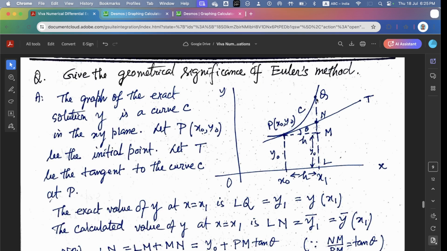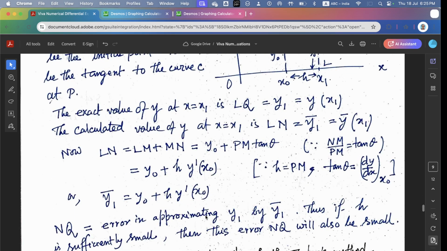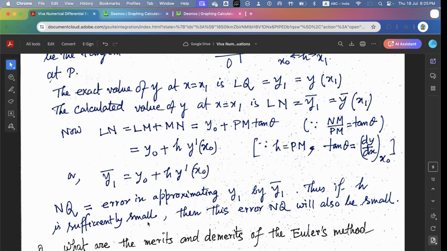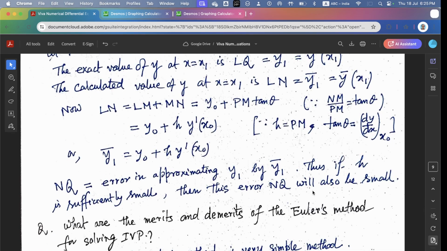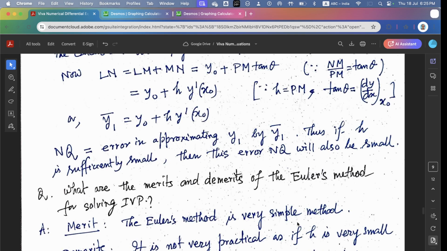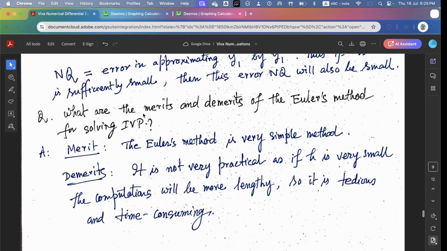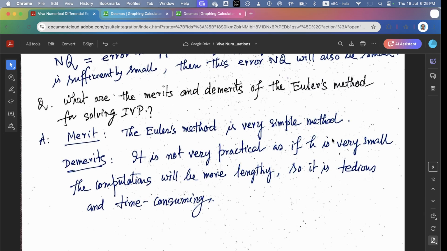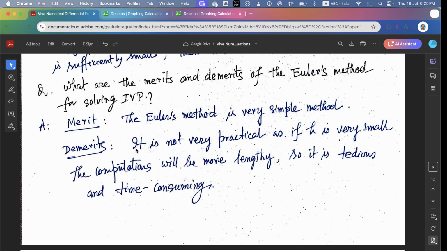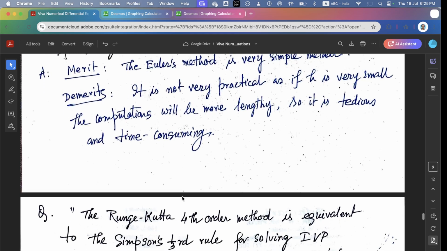And NQ, this distance NQ, is the error in approximating y1 by y1 bar. Thus, if h is sufficiently small, then this error in Q will also be small. Next question: what are the merits and demerits of Euler's method for solving initial value problems? Actually, Euler's method is a very simple method, so this is the merit. The demerit is that it is not very practical, as if h is very small, the computation will be more lengthy, and so it is tedious and time consuming.